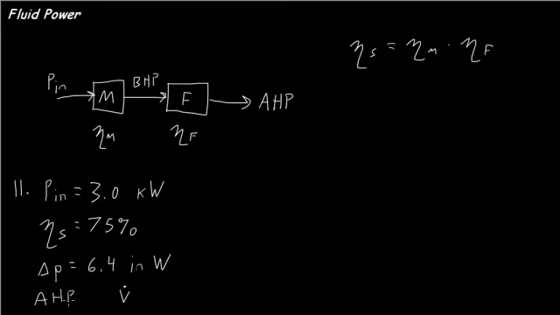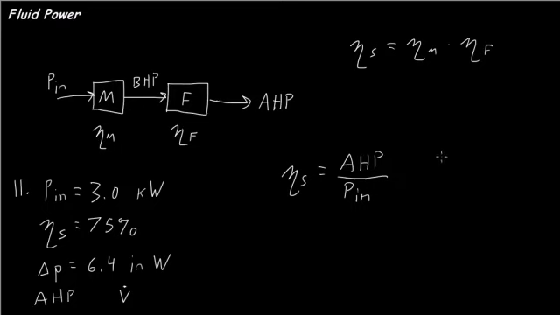So let's do the air horsepower first. I know that the efficiency of the system is the product of the efficiency of the motor and the efficiency of the fan. I don't know the two individual components, but I know the entire system's efficiency. So I can go from power in to air horsepower using the system efficiency. So I have this equation. Power out over power in is efficiency. Air horsepower over Pin. Of course, you have to do appropriate unit conversions.